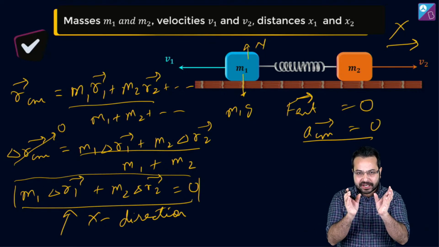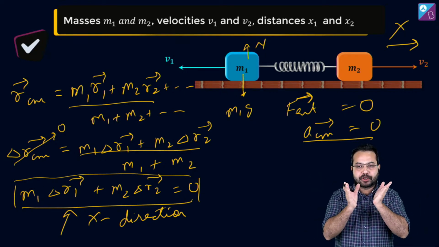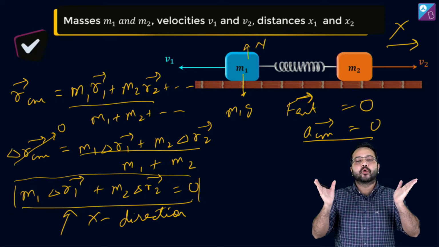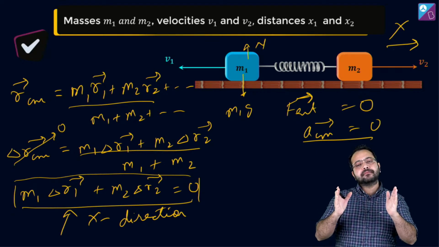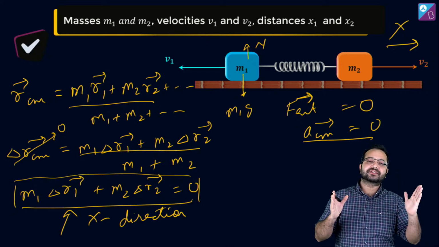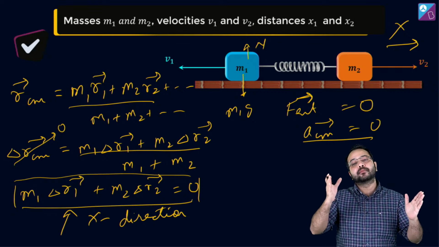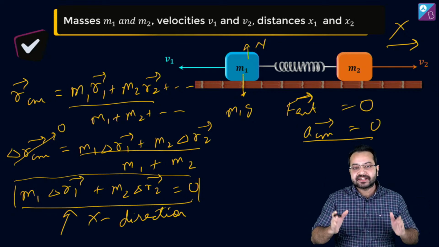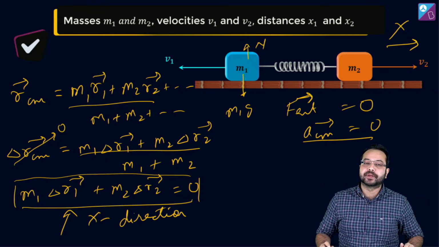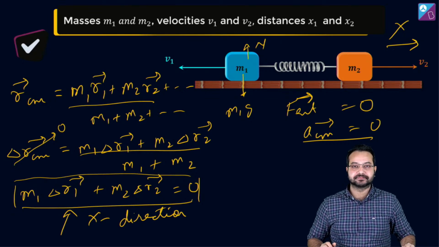So we compressed it and then we released it. So obviously they're going to go away. They'll have some velocity, and after some time the blocks will come to rest. So one block has come to rest. Why is it absolutely necessary that the other block has to come to rest simultaneously? Can someone explain this concept to me? I'm waiting.